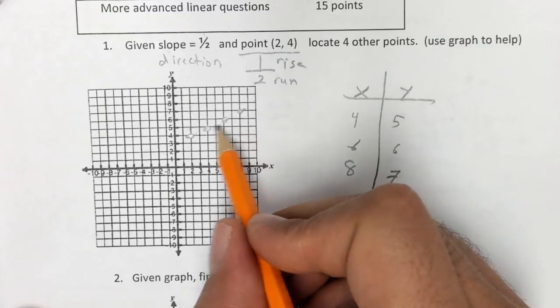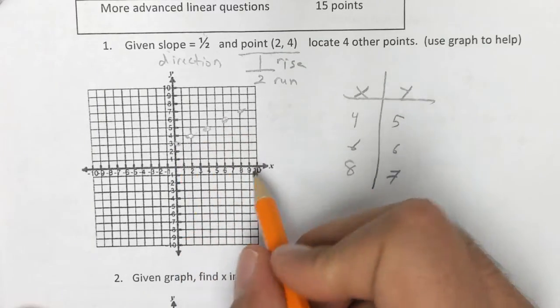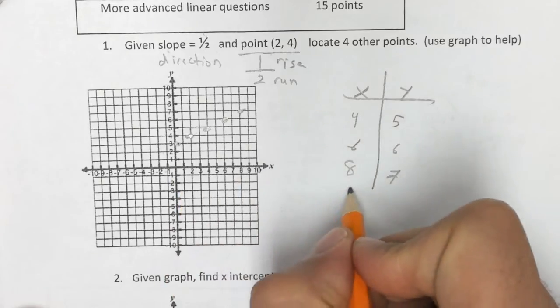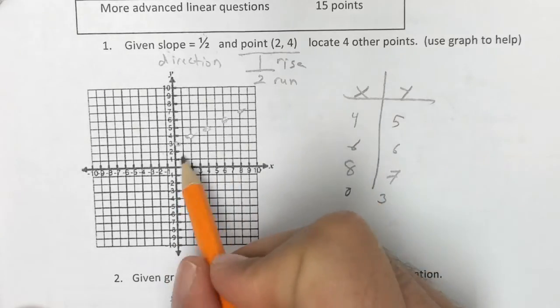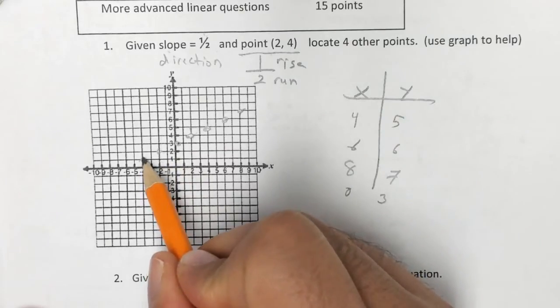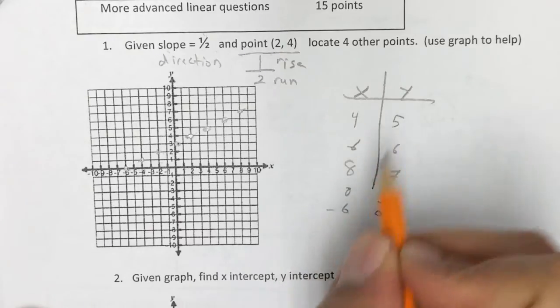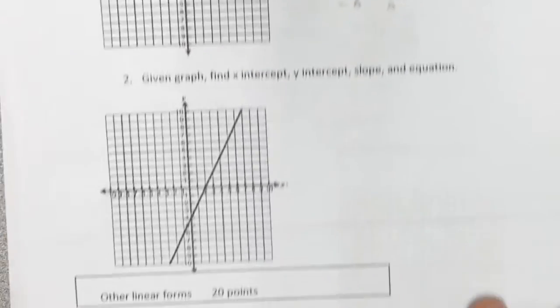And if you really want to, you can go backwards. Down 1, left 2, down 1, left 2, down 1, left 2, down 1, left 2. And you'll find your y-intercept, which is 0, 3. And if you really want to be crazy, you can continue until you find your x-intercept, which is negative 6, 0. And you can find as many points as you want.